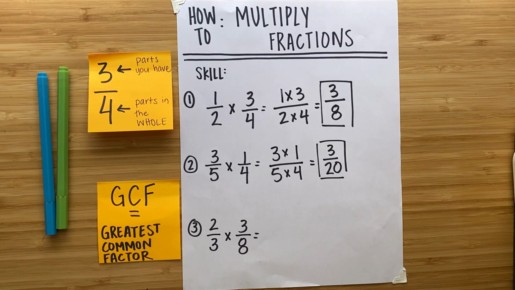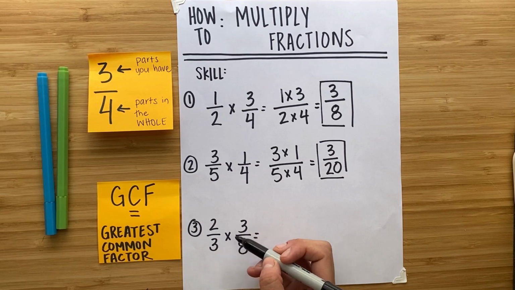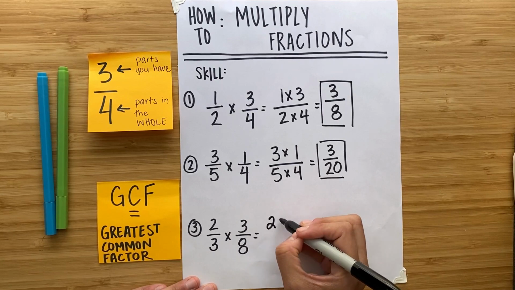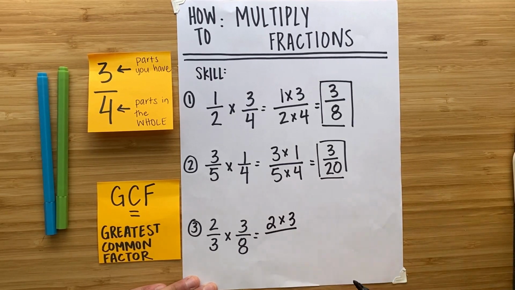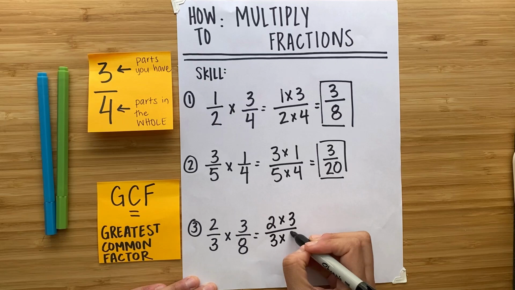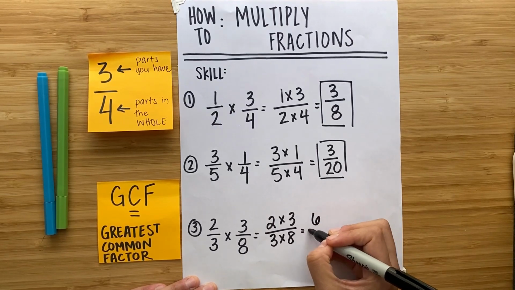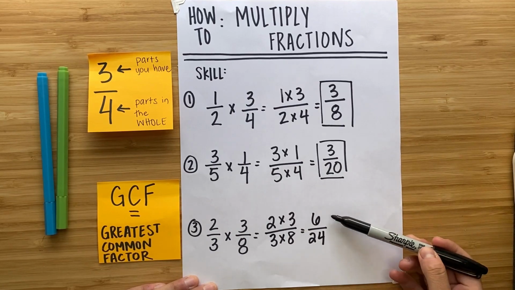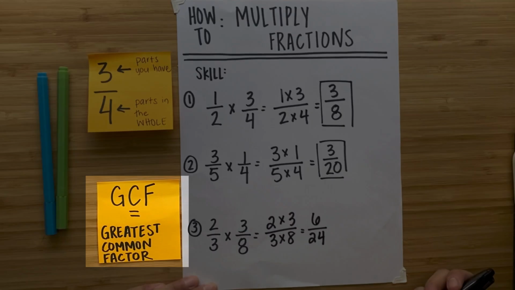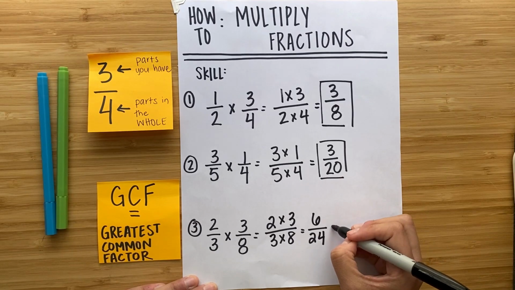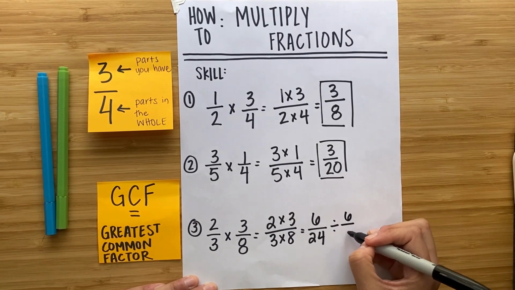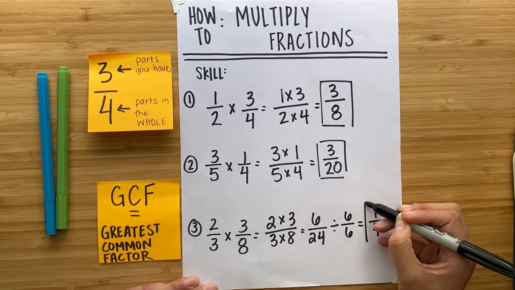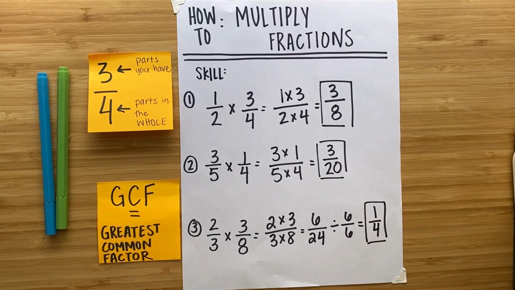Let's do a final example. 2/3 times 3/8, or 2/3 of 3/8. We're going to start by multiplying the numerators, then we'll multiply the denominators. This gives us 6 out of 24. Now there is a number that can go into both 6 and 24, which is the greatest common factor, and that number is 6. So we're going to divide by 6 over 6. That gives us 1 over 4, and our final answer is 1/4.